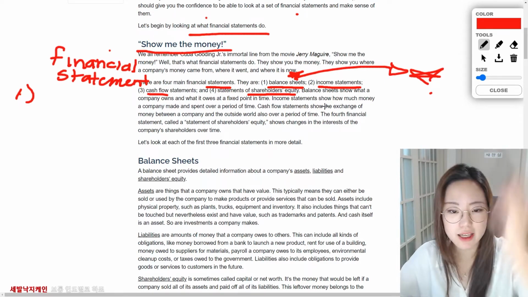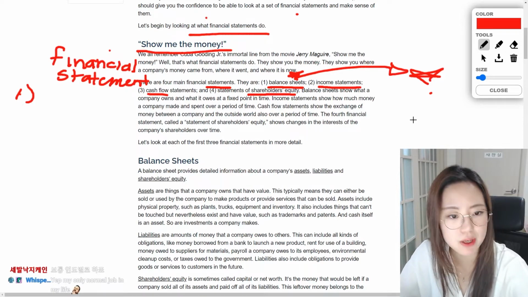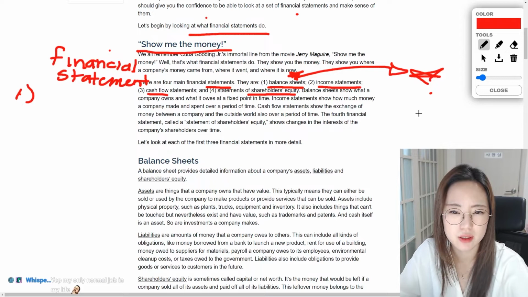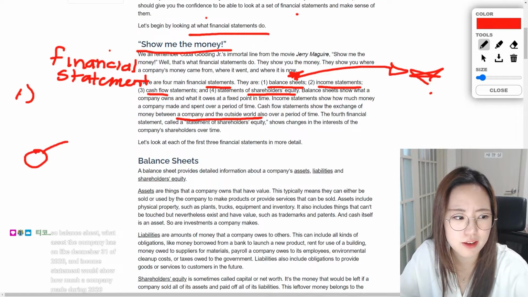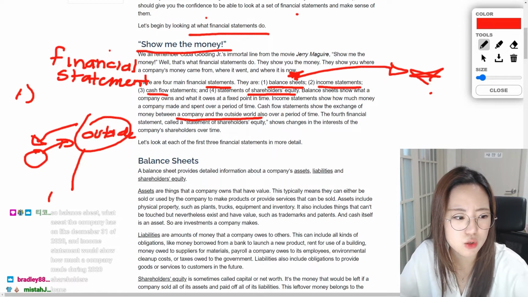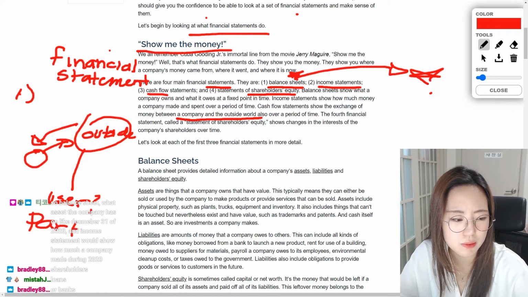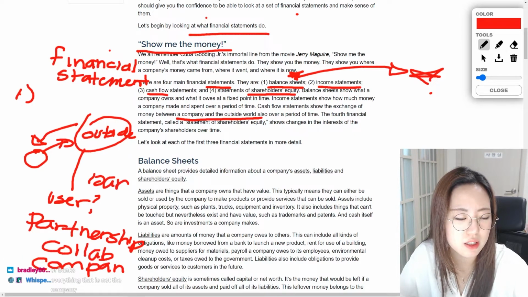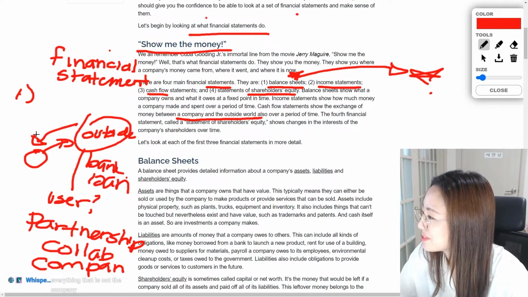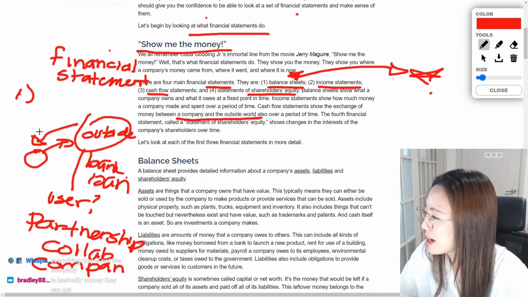The cash flow statement shows the exchange of money between the company and the outside world, also over a period of time. What does that mean? Any money that I'm giving or coming in. What is the outside world? Probably like users, company, partnership, collaboration, companies, loans, banks, etc.